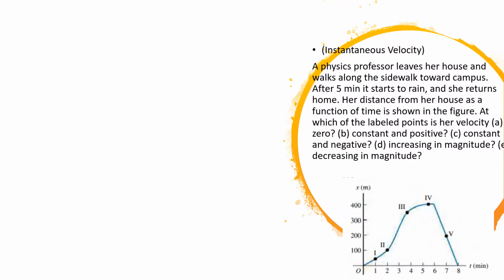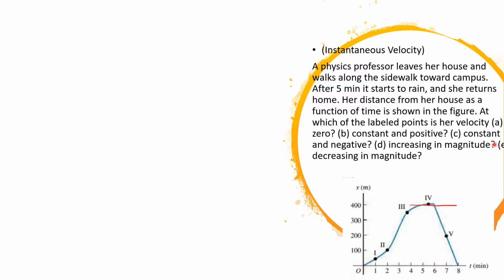For problem number 2, we will tackle instantaneous velocity. And our problem is, a physics professor leaves her house and walks along the sidewalk towards campus. After 5 minutes, it started to rain, and she returns home. Her distance from her house as a function of time is shown in the figure. At which of the labeled points is her velocity: A, zero; B, constant and positive; C, constant and negative; D, increasing in magnitude; and E, decreasing in magnitude.